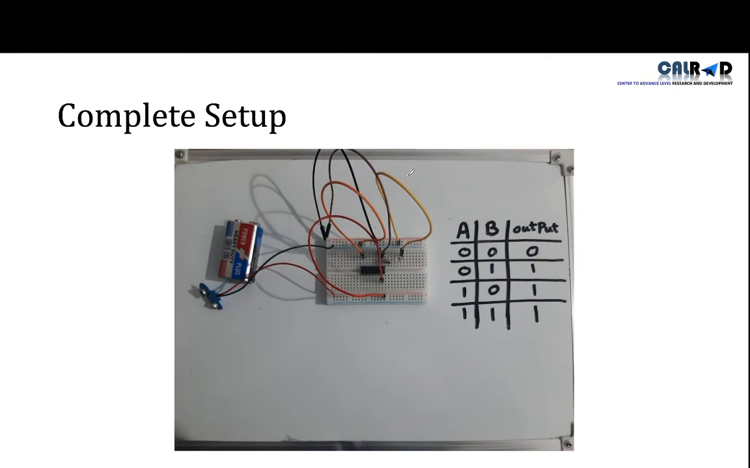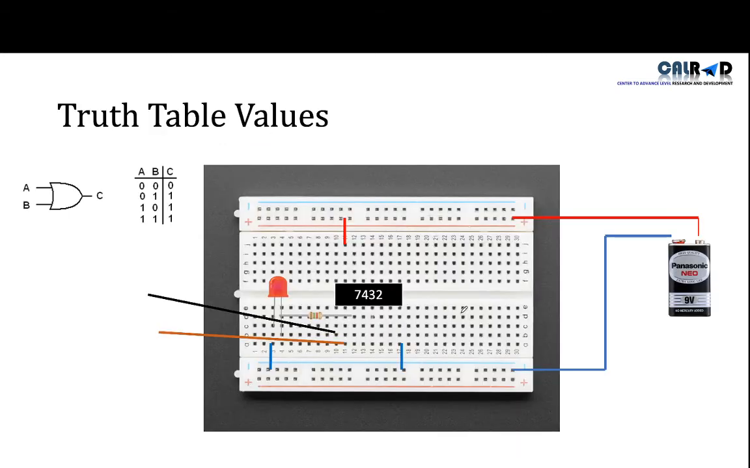So this is the complete setup, and this is the truth table. Now we will connect our battery with the jumpers, and we will see whether our experimental setup will prove this truth table or not. So let's start. So these are the truth table values. We will connect with the input and outputs of the truth tables.